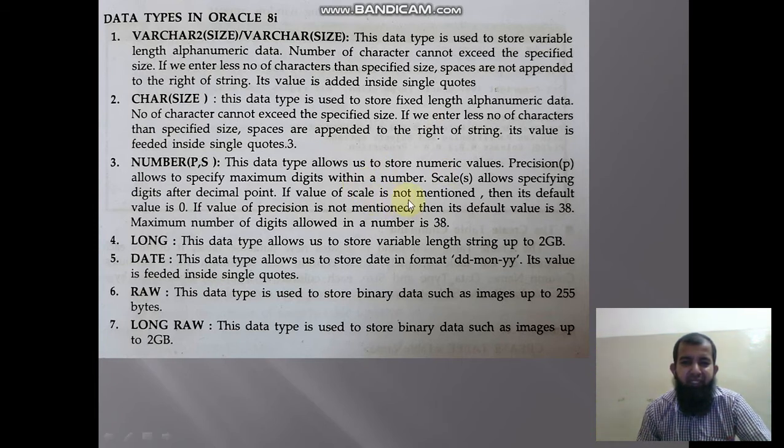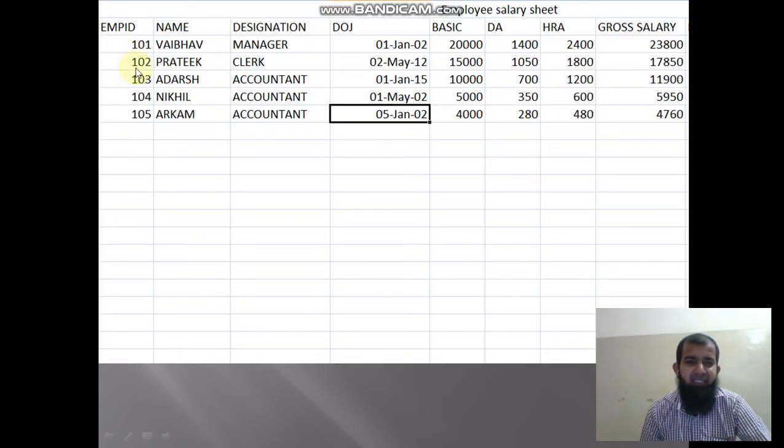If the value of scale is not mentioned, then its default value is 0. If the value of precision is not mentioned, then the default value is 38. Maximum number of digits allowed in a number is 38. In this example 3 digits are there, and in this example 5 digits are there. Like this, maximum 38 you can write.